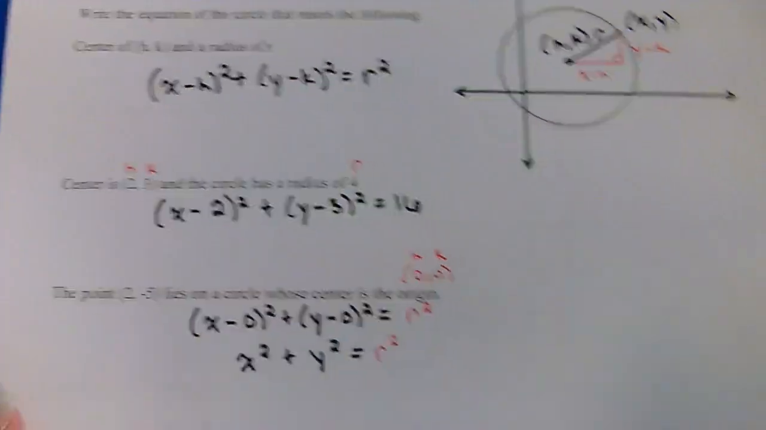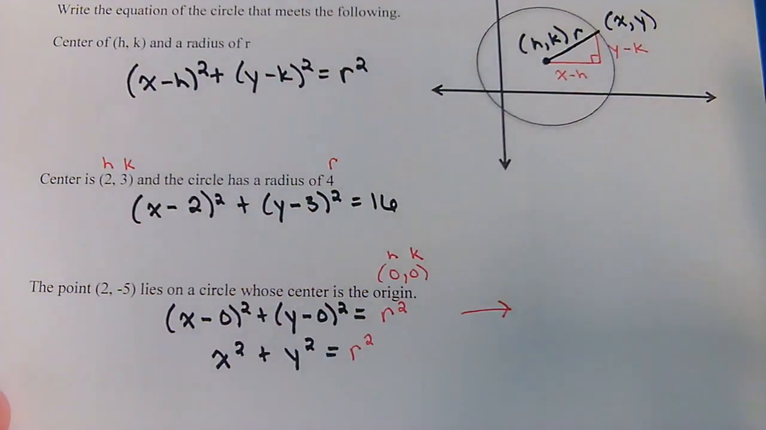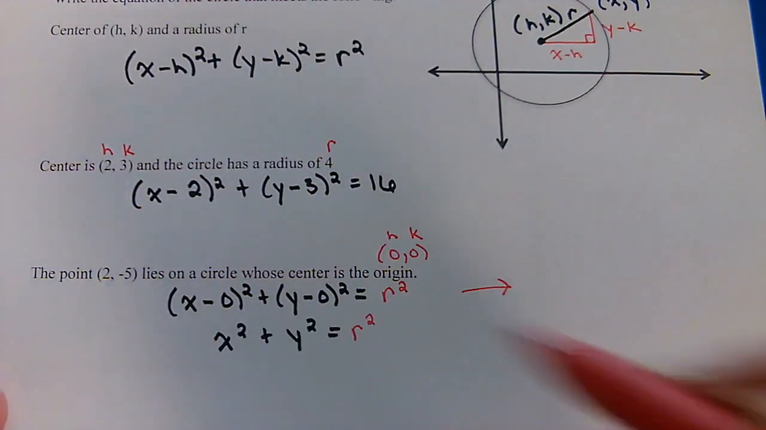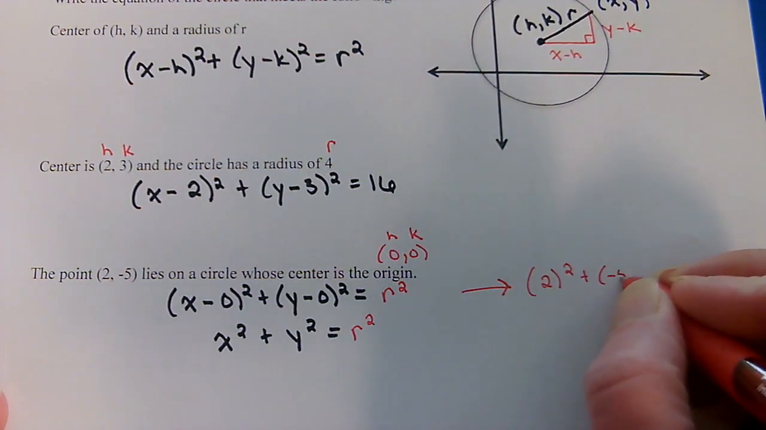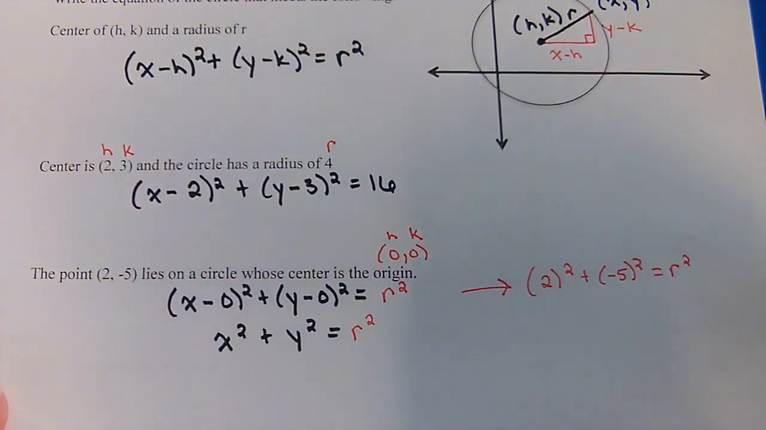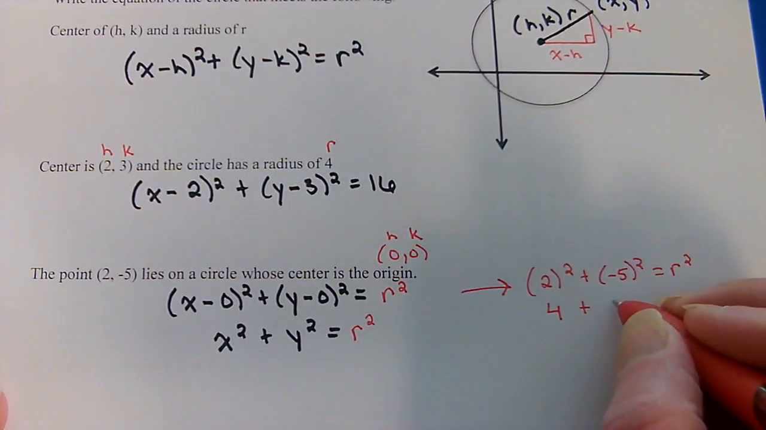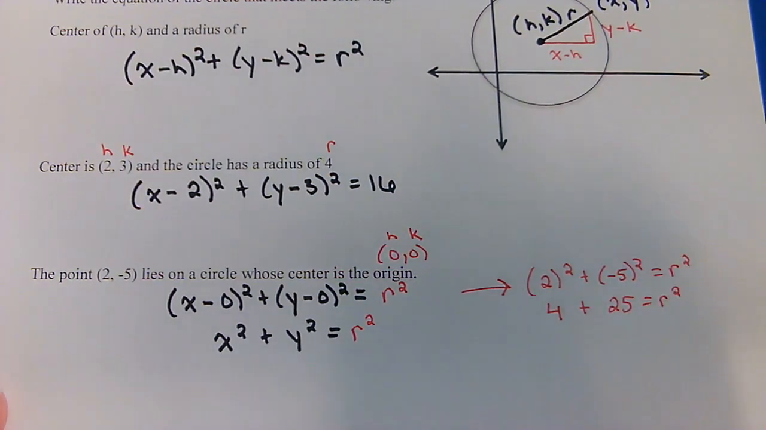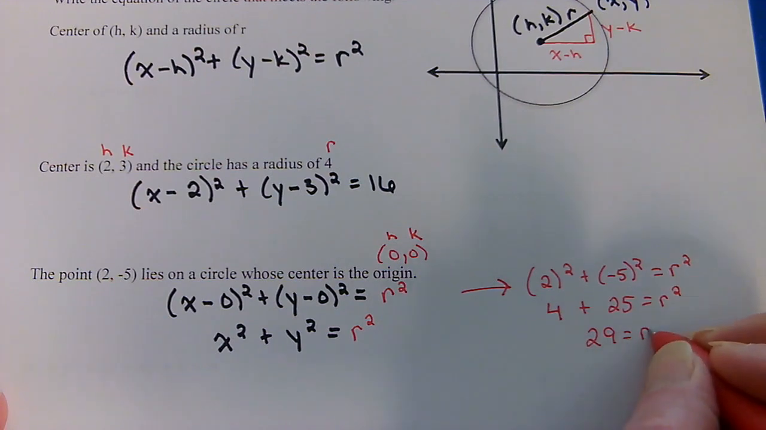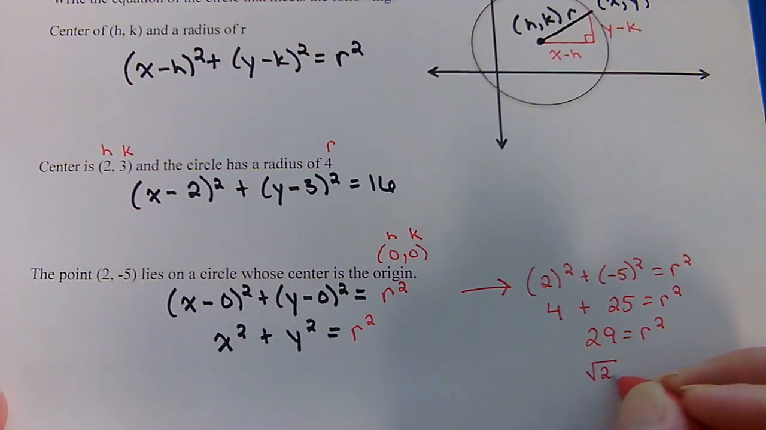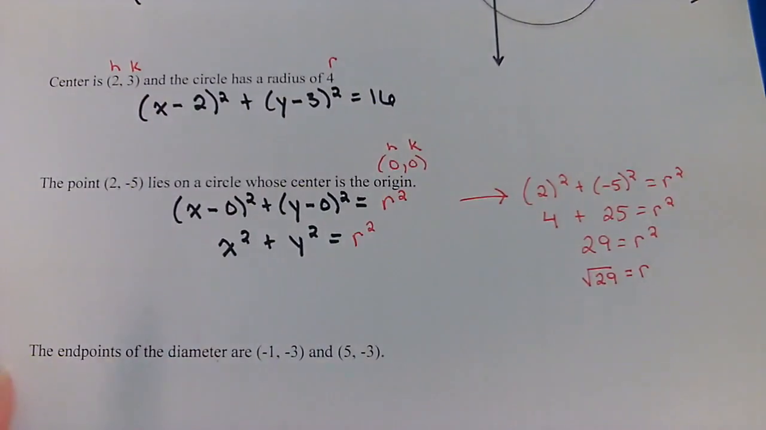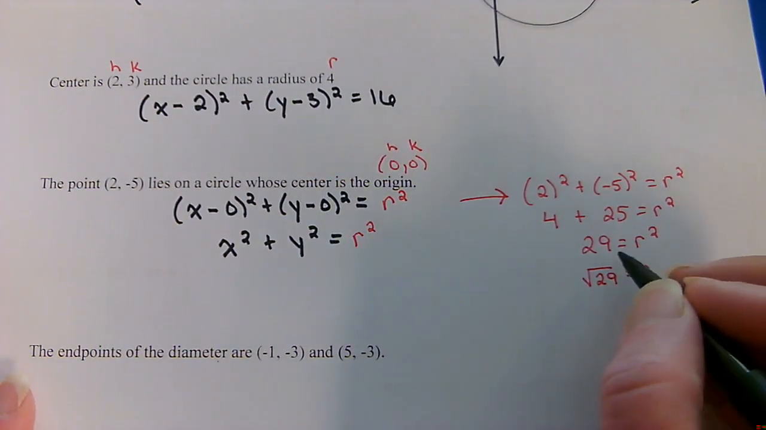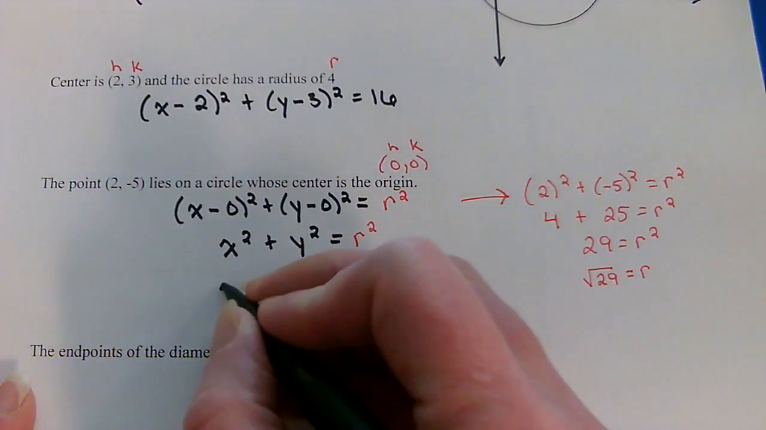So what I can do is come off to the side and plug in that x and that y. I'm going to plug it into this one. So 2 squared plus negative 5 squared equals r squared. That's 4 plus 25 equals r squared. So 29 is r squared. Now I could go on and find the square root of 29. Okay, so my video kind of cut out, so this may be choppy. I apologize for that. I don't know what's going on with the computer here. So I found that r squared is 29, and that's what I actually need for the equation.